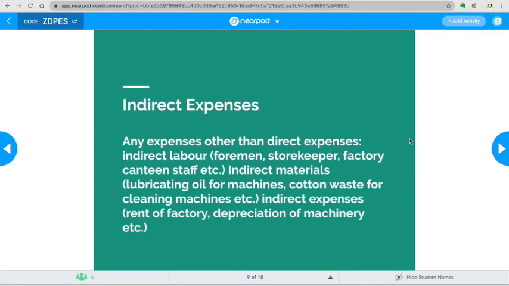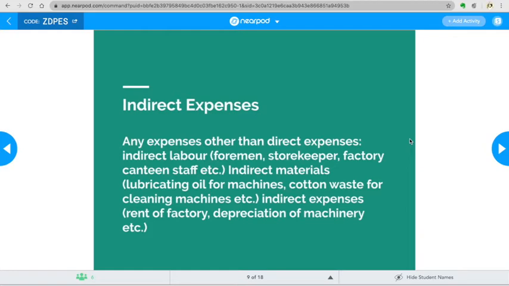Indirect expenses. Miss, the electricity is used by the machines. Is it direct? Indirect. You'll see why. Actually, it's an overhead. It's coming. Now, indirect expenses are any expenses other than the direct expenses. Indirect labor, that is the salary which you're giving to your foreman, the storekeeper, factory canteen staff, all of these.